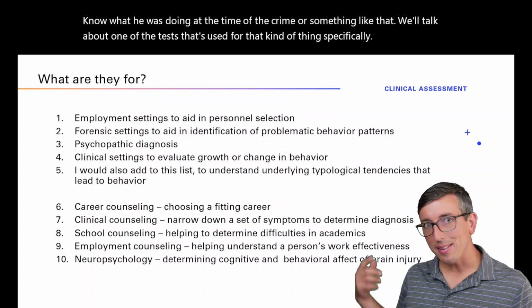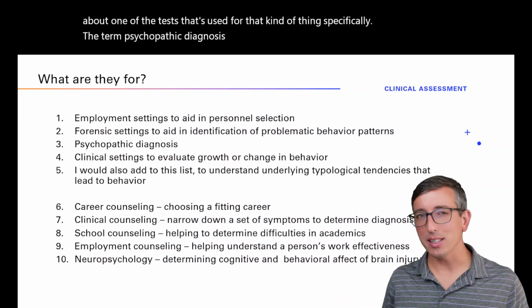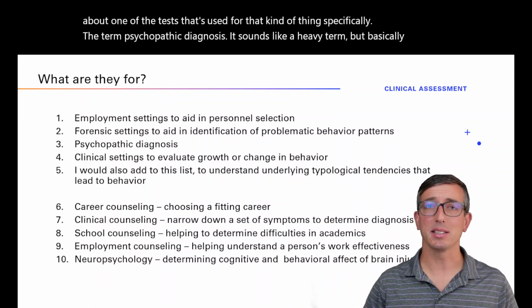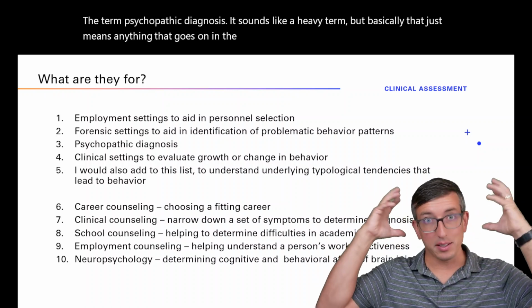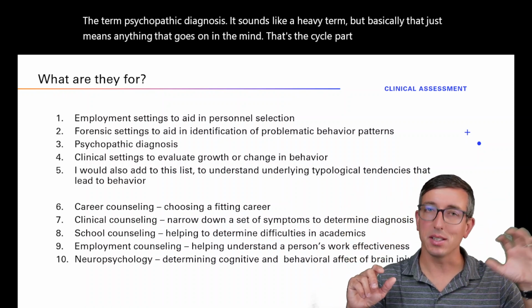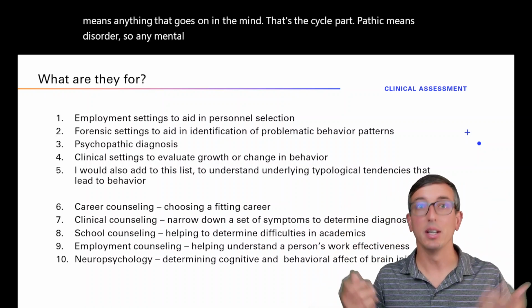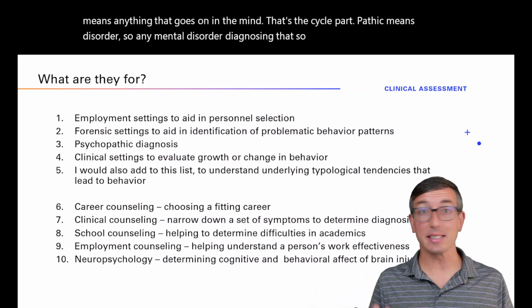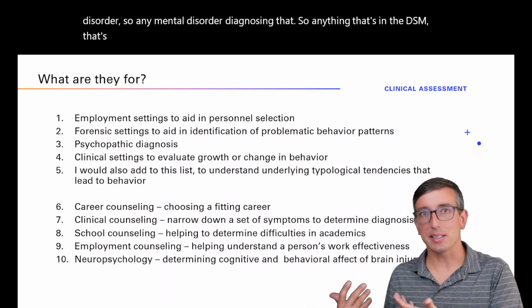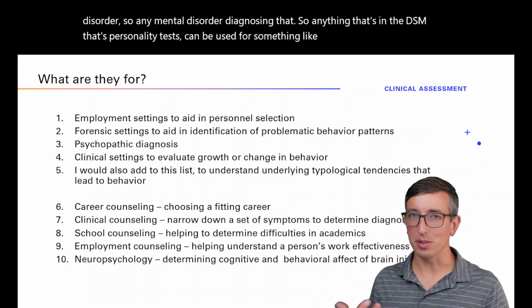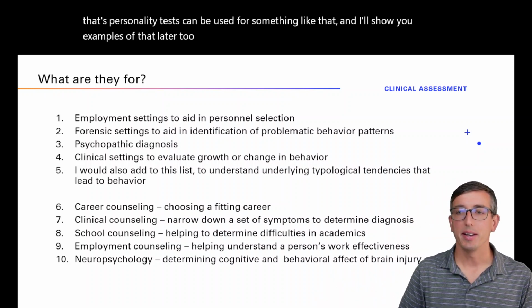The term psychopathic diagnosis sounds like a heavy term, but basically it just means anything that goes on in the mind. That's the psycho part. Pathic means disorder, so any mental disorder, diagnosing that. So anything that's in the DSM, personality tests can be used for something like that, and I'll show you examples of that later too.